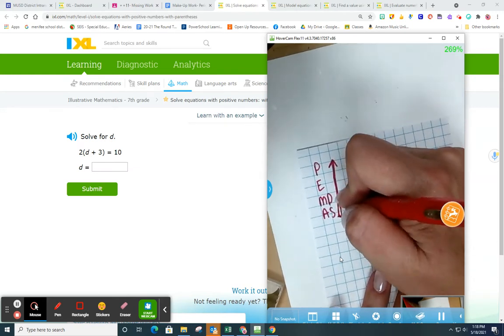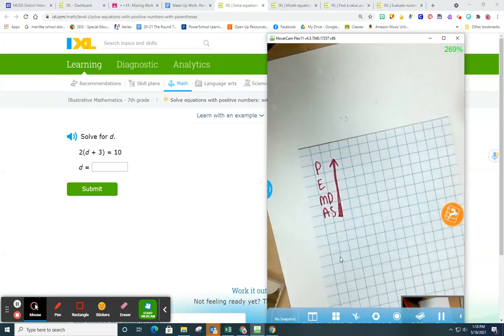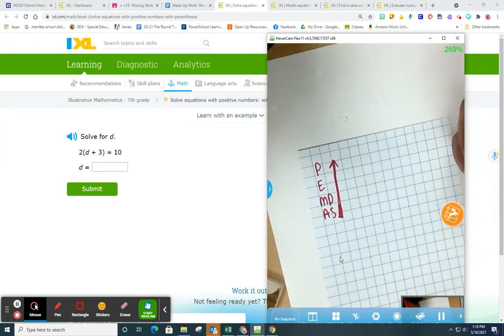So I'm going to work backwards because remember, you don't take your socks off before you take your shoes off, right? You've got to take your shoes off first and then your socks. Just like when you put your shoes on, you put your socks on first and then your shoes. There's a certain order that you have to do things.